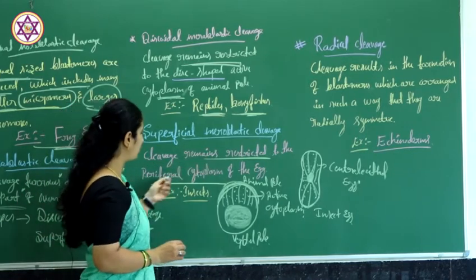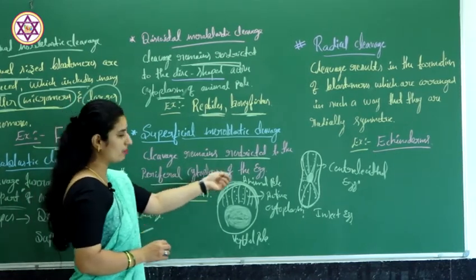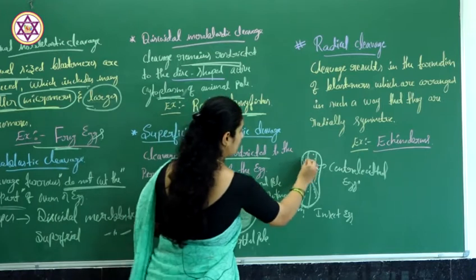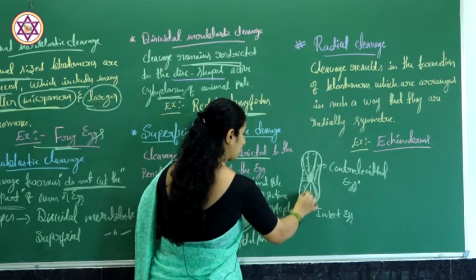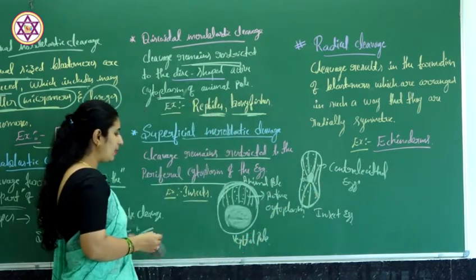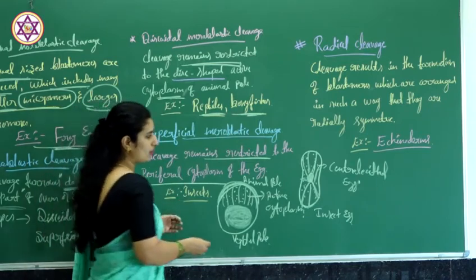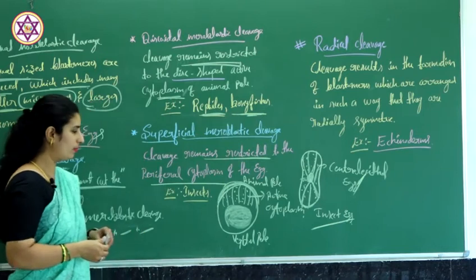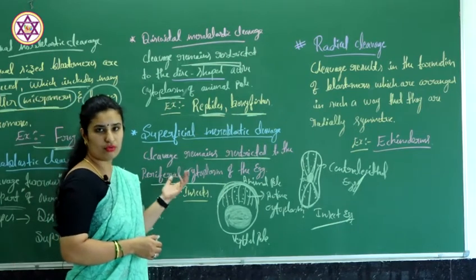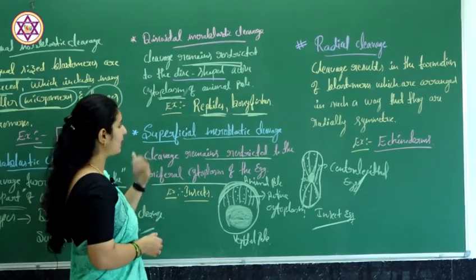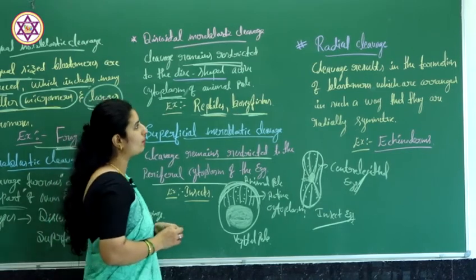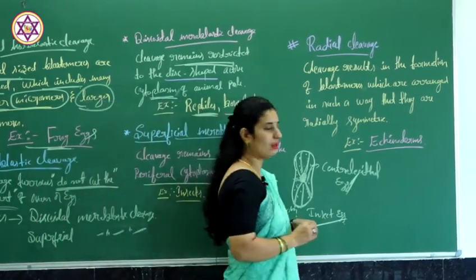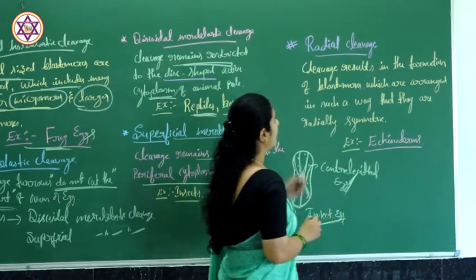Cleavage remains restricted to the peripheral cytoplasm of the egg. This is the active cytoplasmic region. Example is insects, as I told you before, the centrolecithal eggs, insect egg, okay. Then besides these two, holoblastic cleavage and the meroblastic cleavage, we also have the radial cleavage.